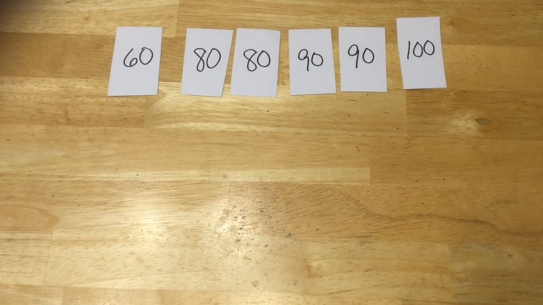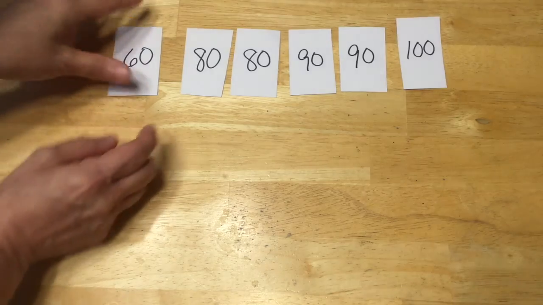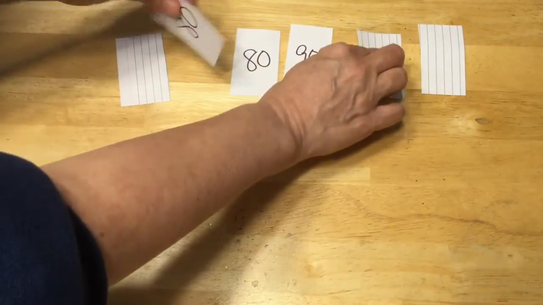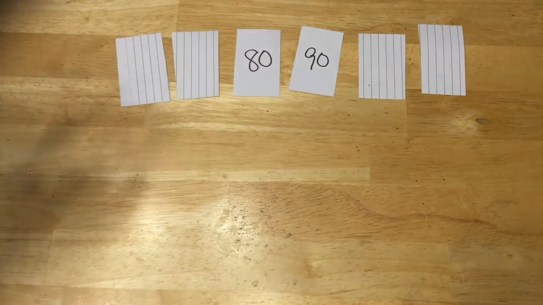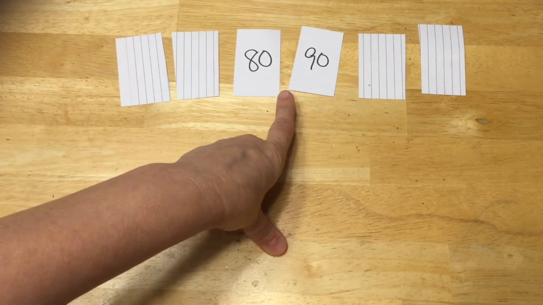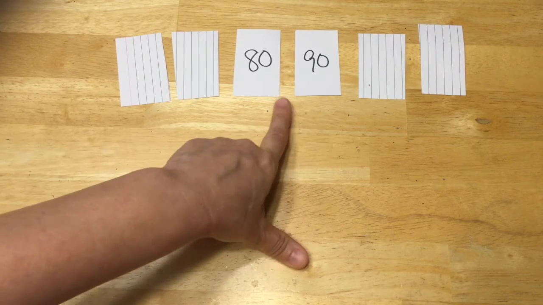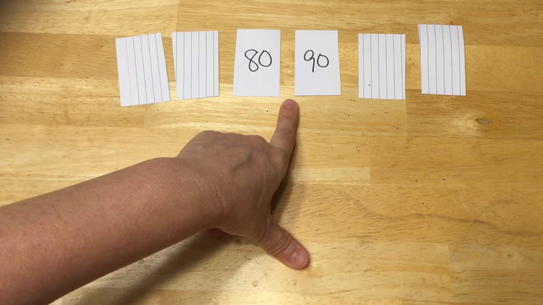The median actually isn't going to change, because when I flip both of those over, and I flip both of those over, I'm left with 80 and 90 in the middle, just like before, and therefore the median is right between there, which is 85.